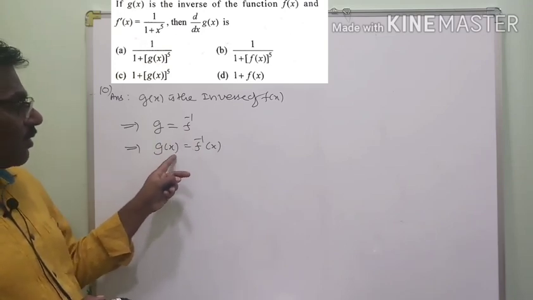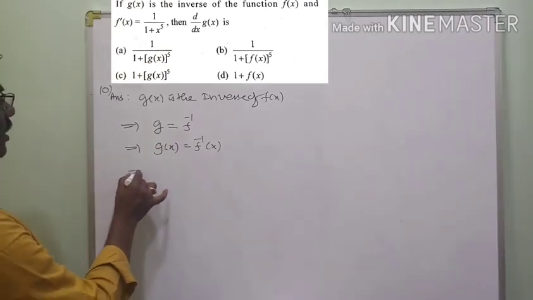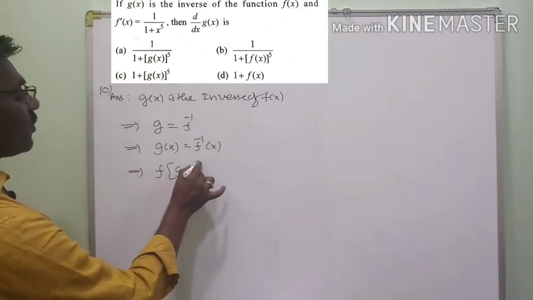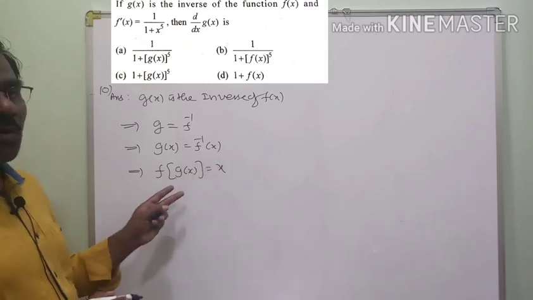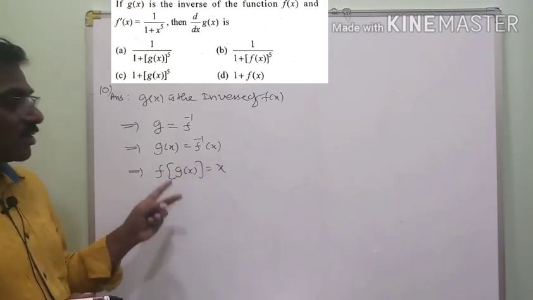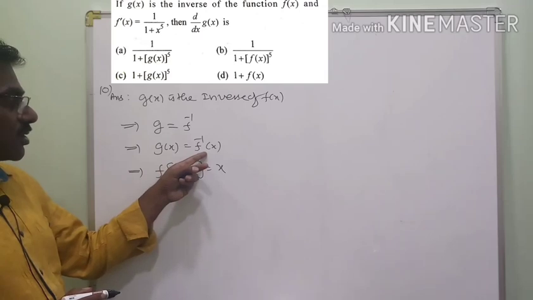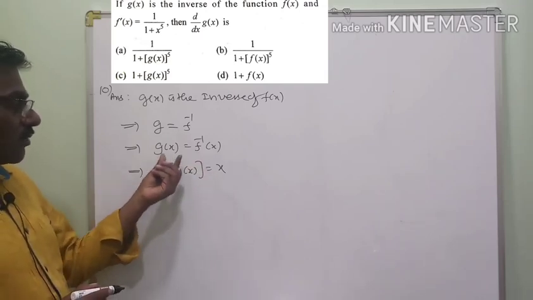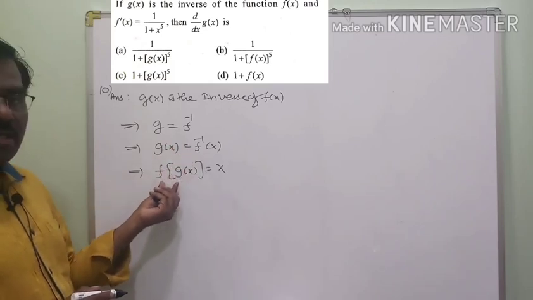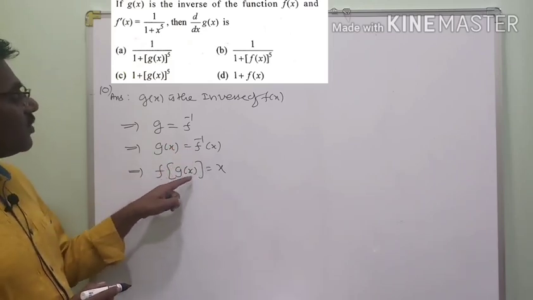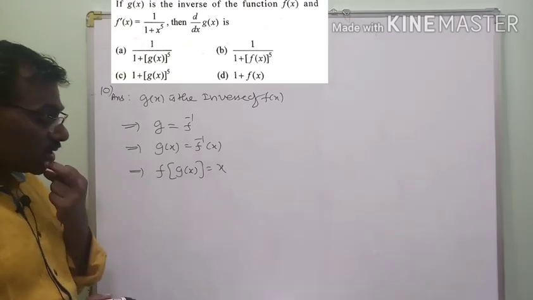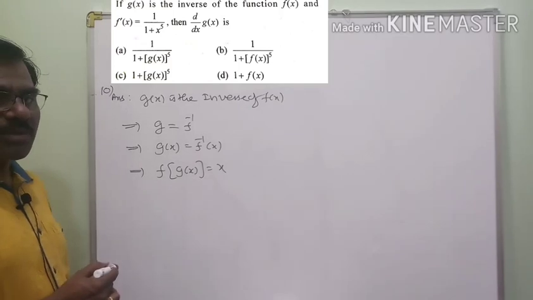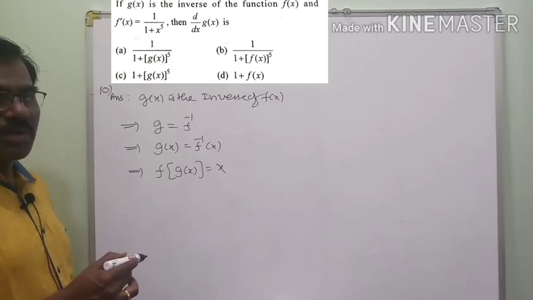When g of x is f inverse, you will get the identity function: f into g of x is equal to x. This is called the identity function. G equal to f inverse, so f into g of x is x. Then what is the question asking? G dash of x, differentiation. A simple basic definition problem.